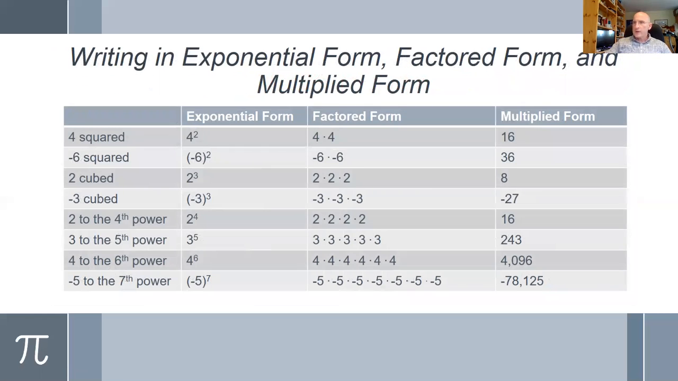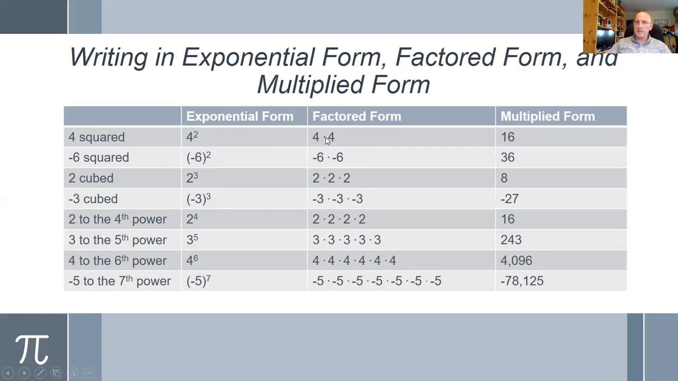Okay. So I want to talk about writing in exponential form, factored form, and multiplied form. In this table, you're going to see I've written down 4 squared, this is how we would write in exponential form. That'd be 4 with a little 2. So this is called 4 squared, or 4 to the second power. Factored form is 4 times 4.